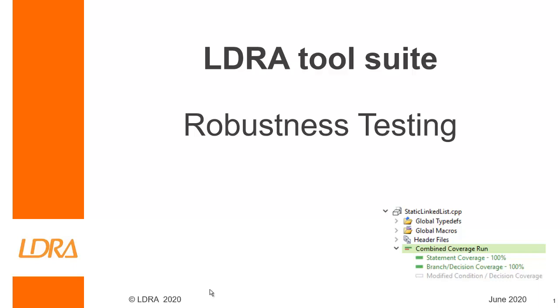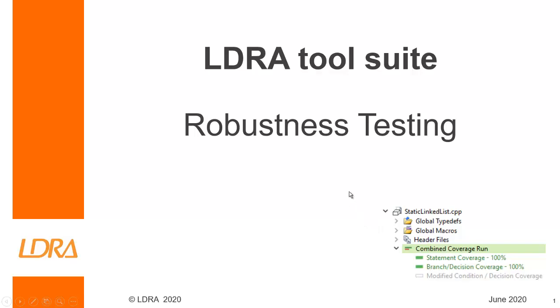Hello, this video is going to show how we can perform robustness testing. Now, I have some C++ code and I've already tested it, and as we can see I have 100% statement coverage and 100% branch decision coverage. But what happens if I invoke this class with parameters that are maybe outside the range? Is it going to be robust?